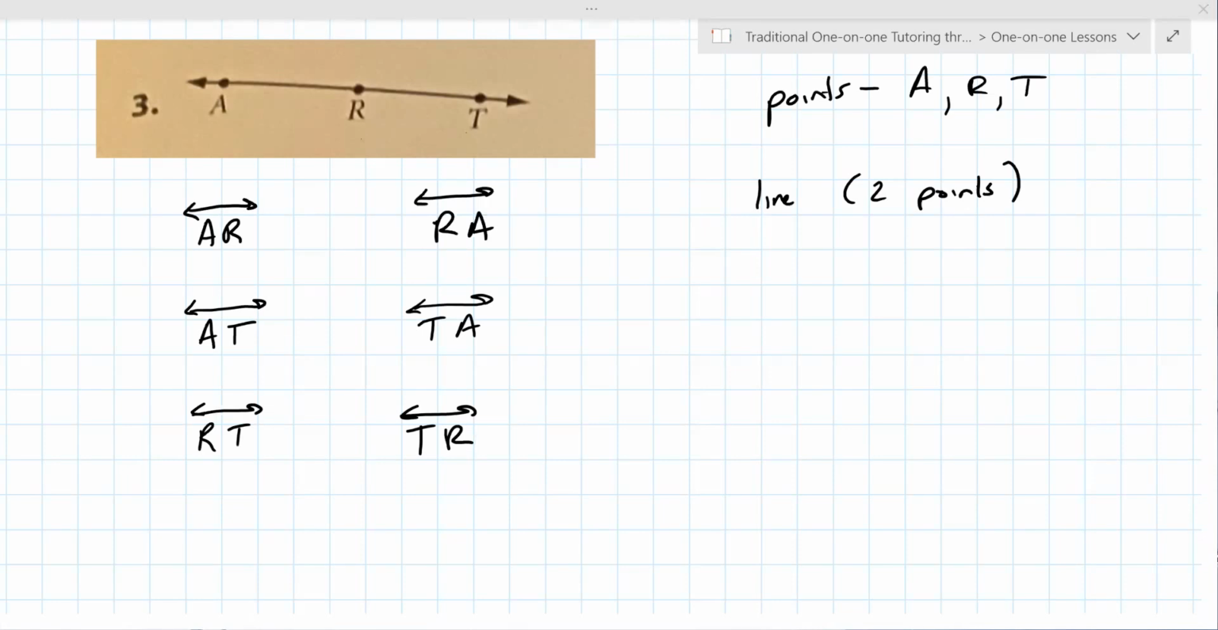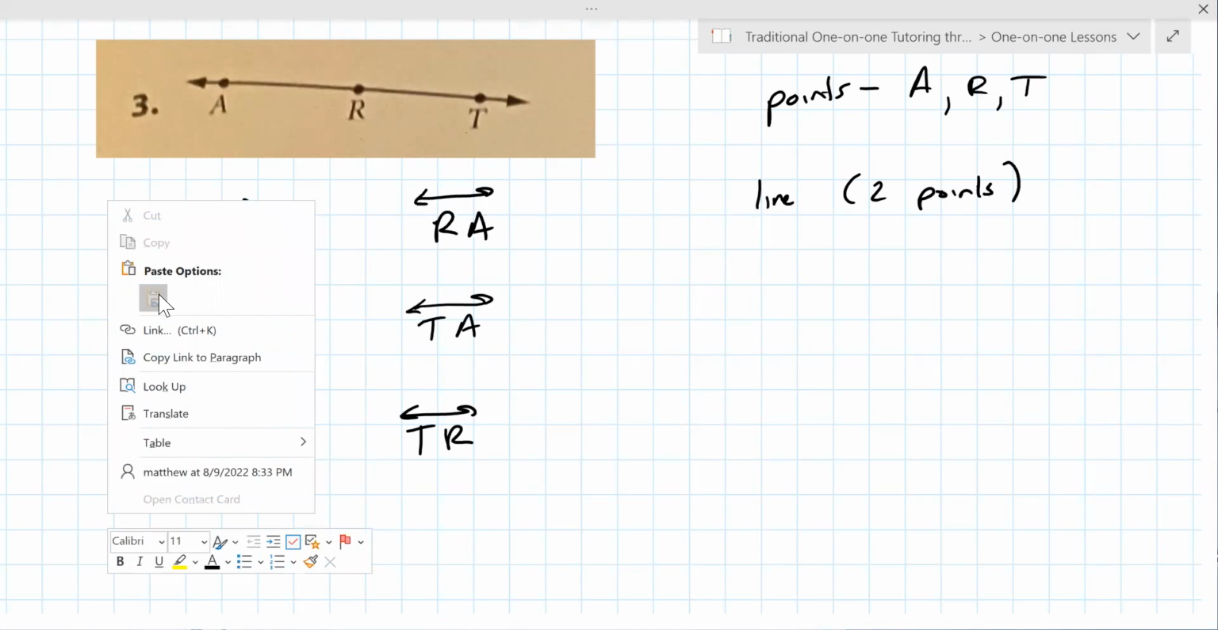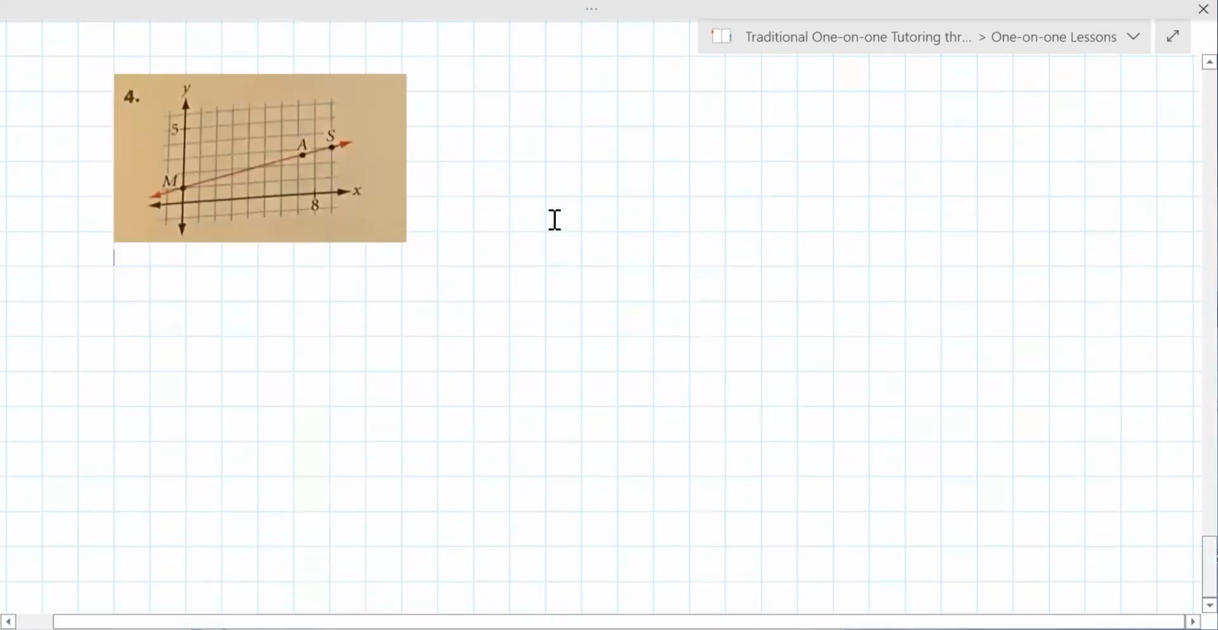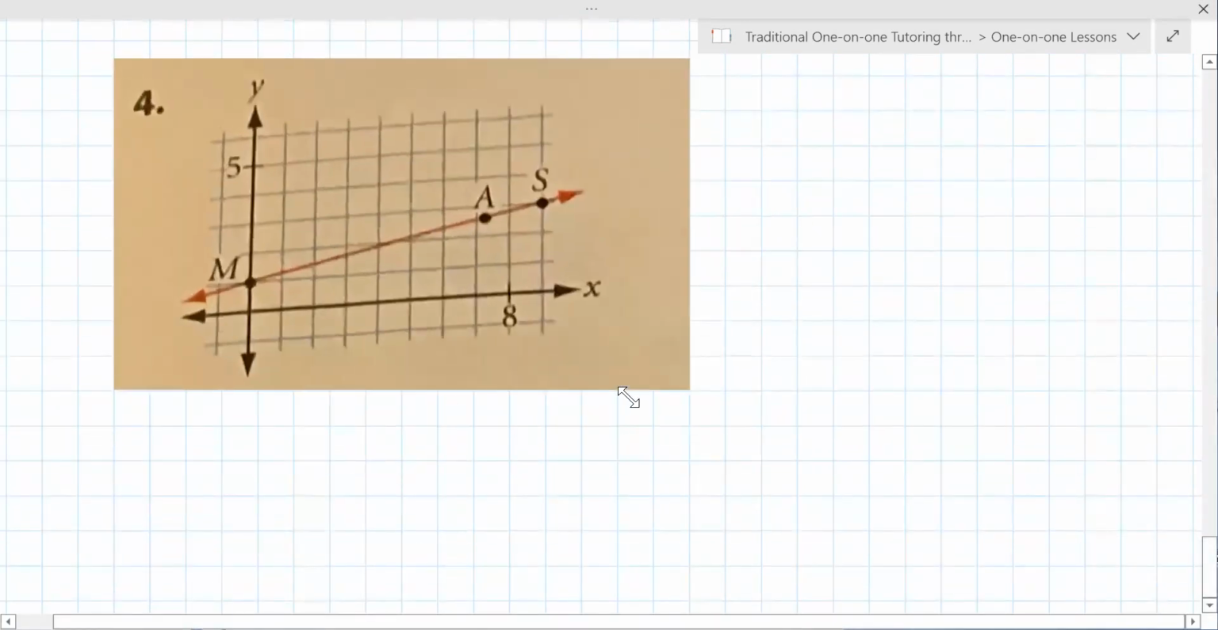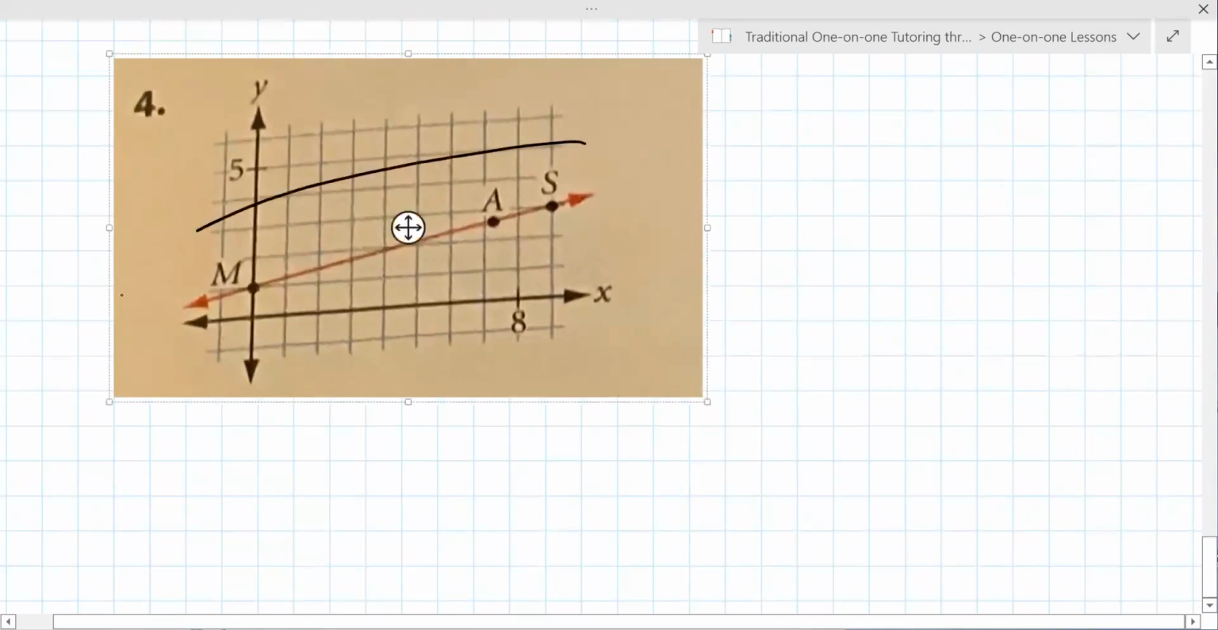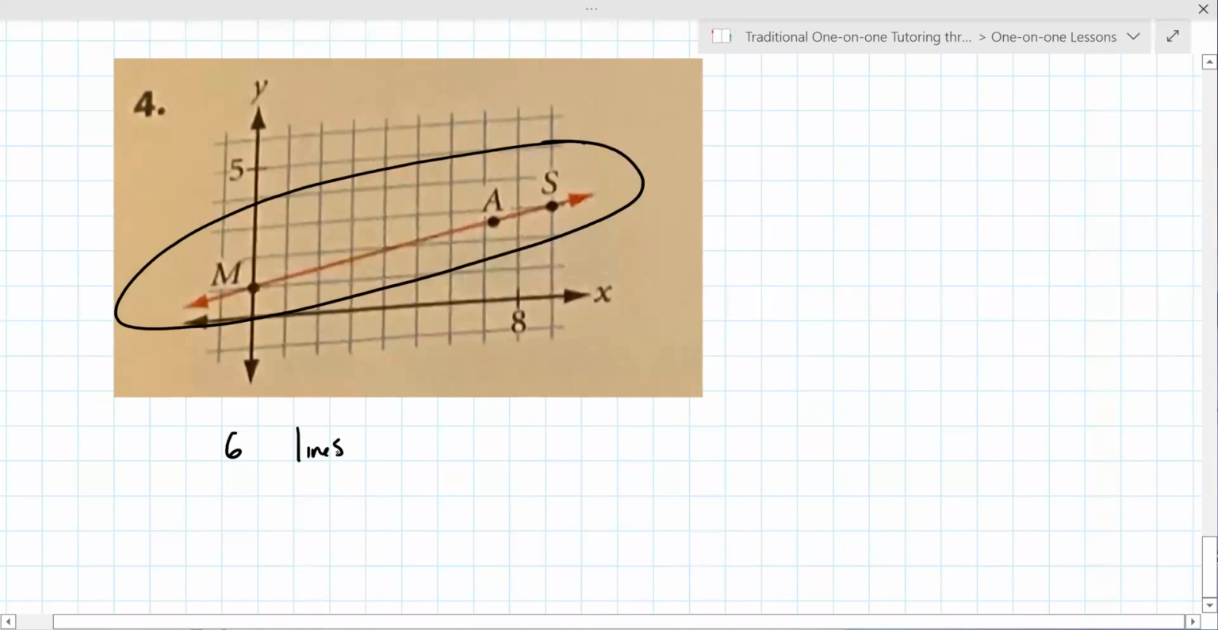Okay, so question 4 is really similar to question 3. So I'm going to have you try it on your own. There are six, and you only need to focus on this right here. There are 6 ways to name the line.